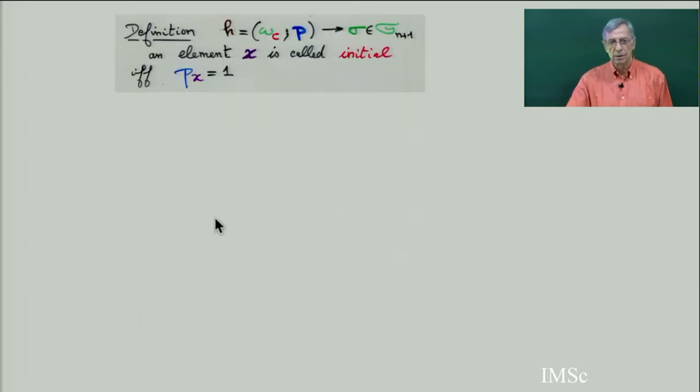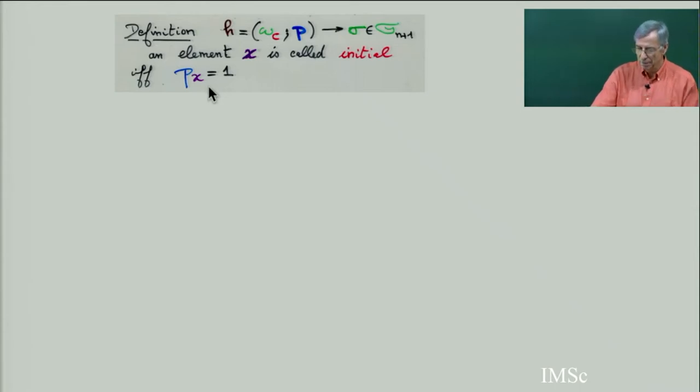So I can say more than that. By definition, an element of the permutation will be called an initial element if and only if the choice is pi equal 1. So it's more general than left to right maximum element.